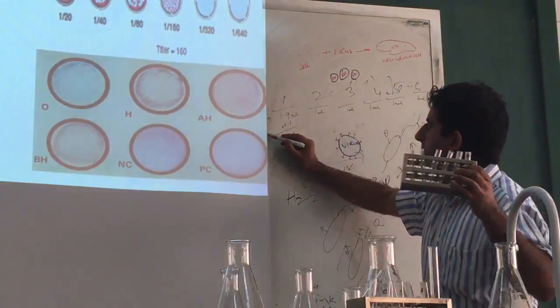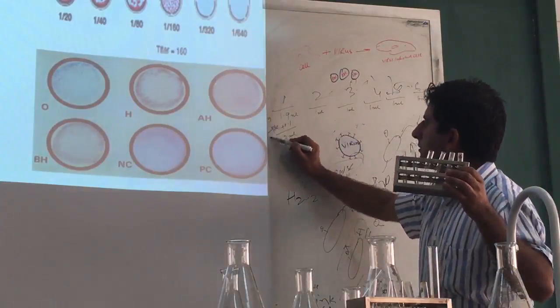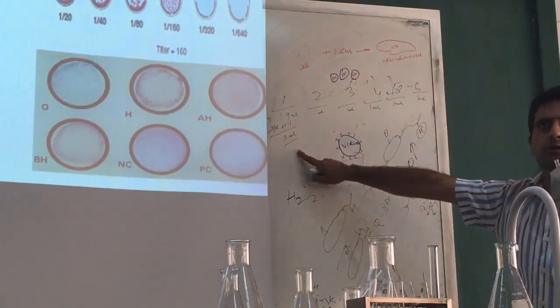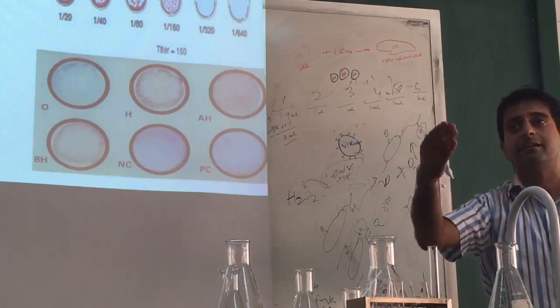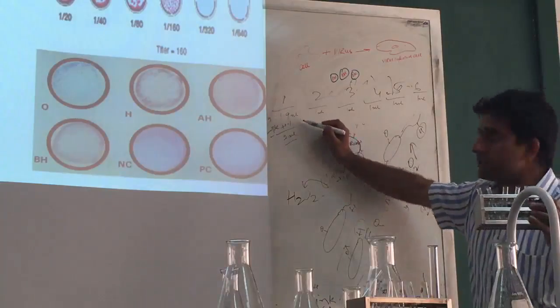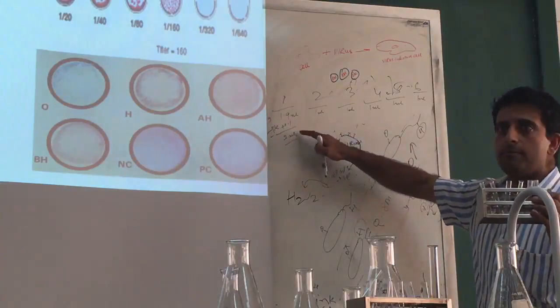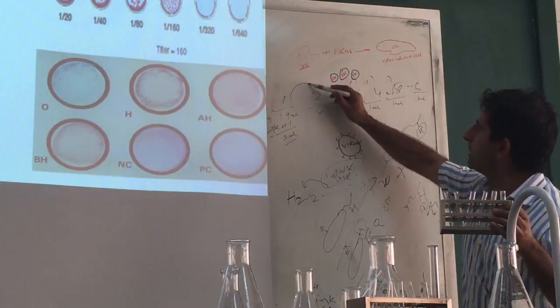This is the sample. I will write here, sample. Okay? 0.1. This is now 2 ml. Now let us see what is a serial dilution. From this tube, you will put 1 ml and put it here.